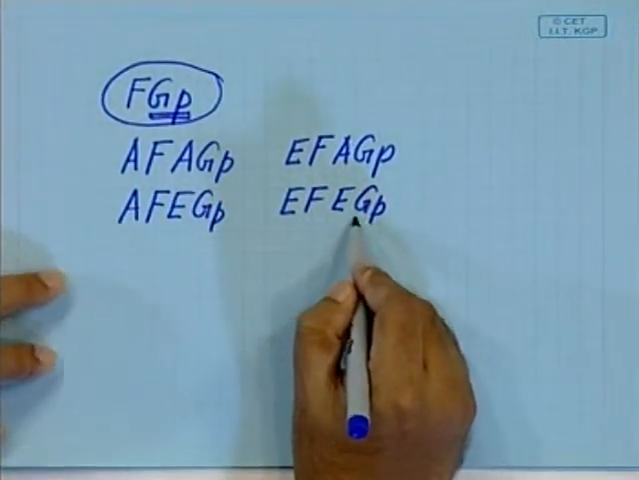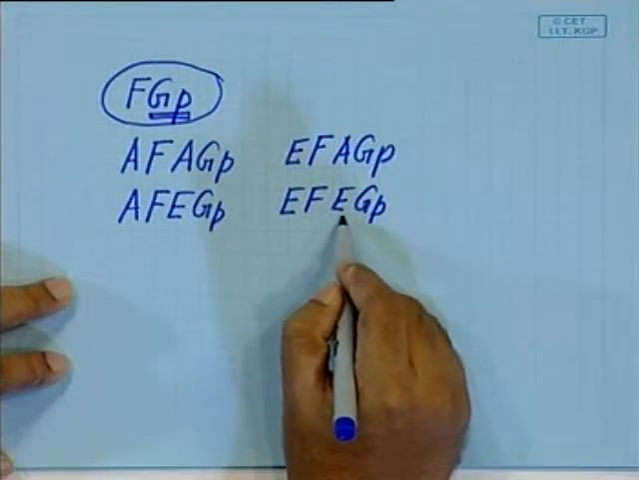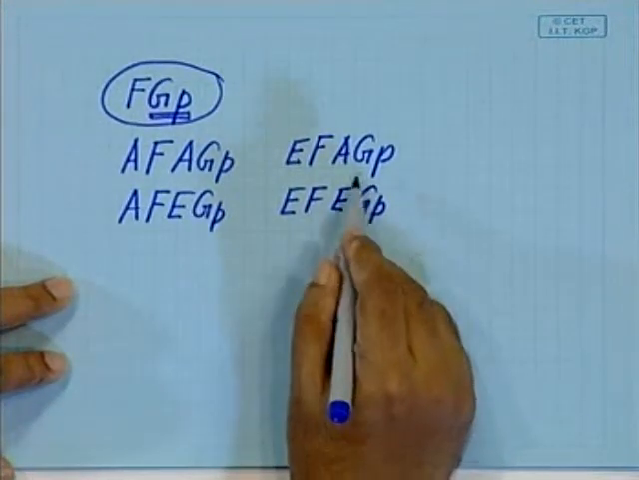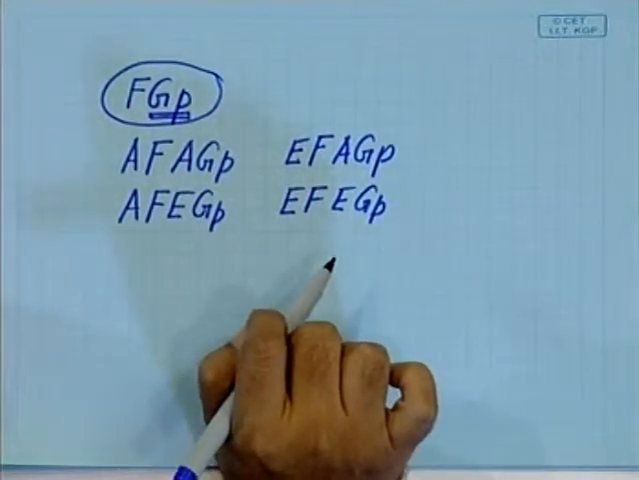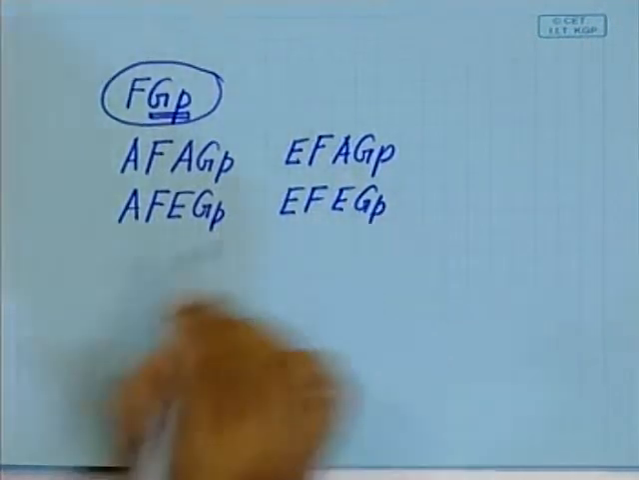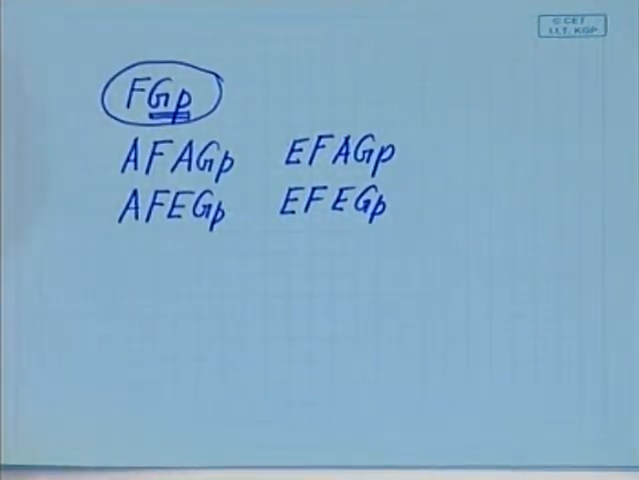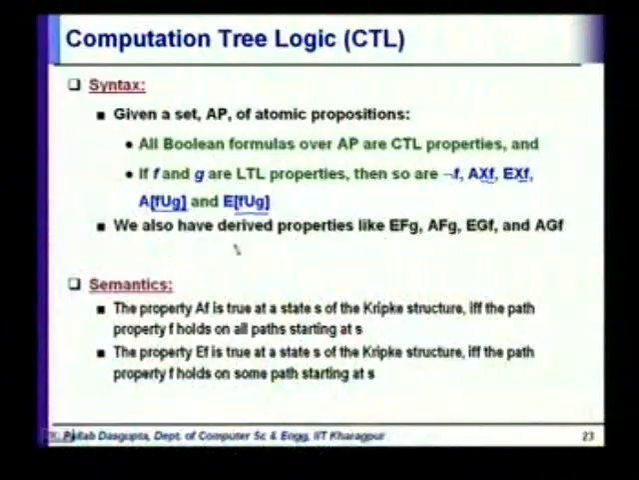The requirement that every path operator must be prefixed by an A or E makes the checking of such properties much easier, right? Now, we can also have derived properties like EFG, AFG, EGF and AGF. Right? So, we can have these kinds of properties, where instead of using the basic temporal operators X and until, you use the F and the G operators.